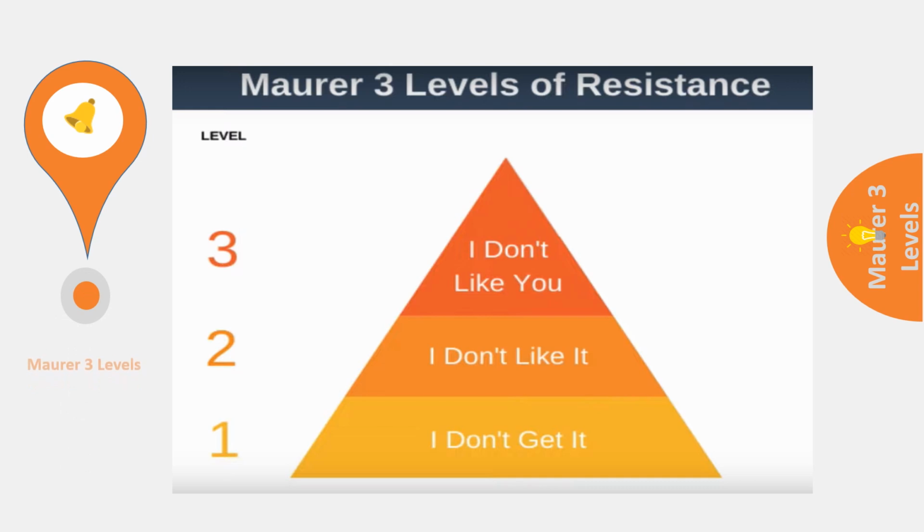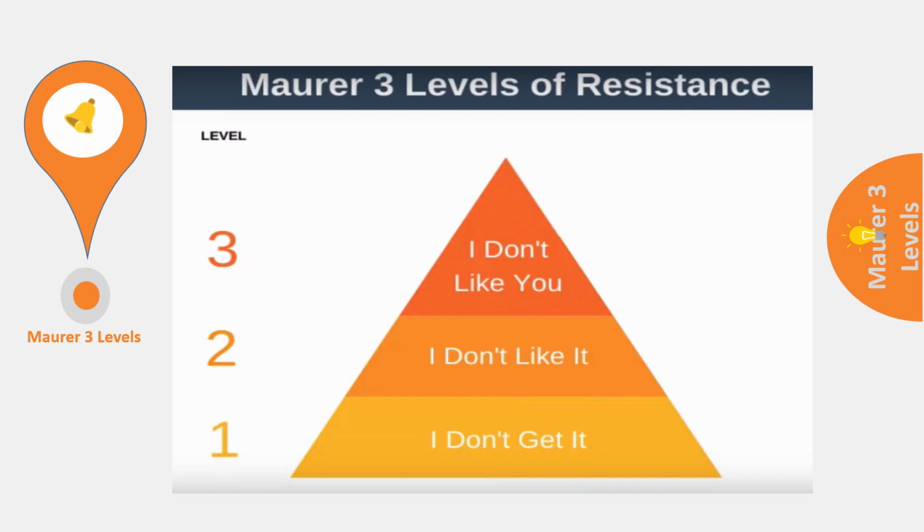So if we look at the last of the people change management models, this has 3 levels of resistance. And really what it is saying is people resist change to protect themselves from harm. At the bottom level, you have, I don't get it. People don't have the facts and figures to understand why the change is necessary.